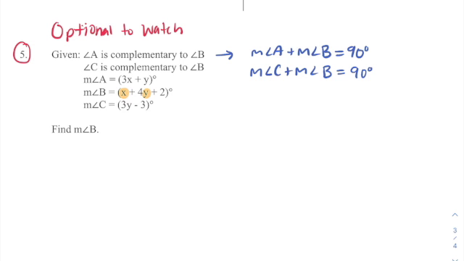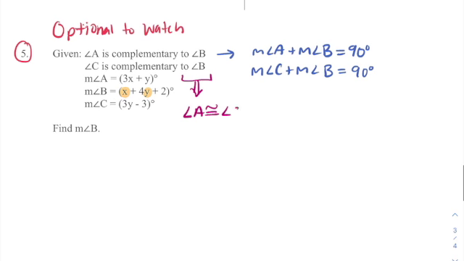One other thing you might be thinking is both those angles are complementary to angle B. This allows us to conclude that angle A is congruent to angle C. They're going to have the same measures.